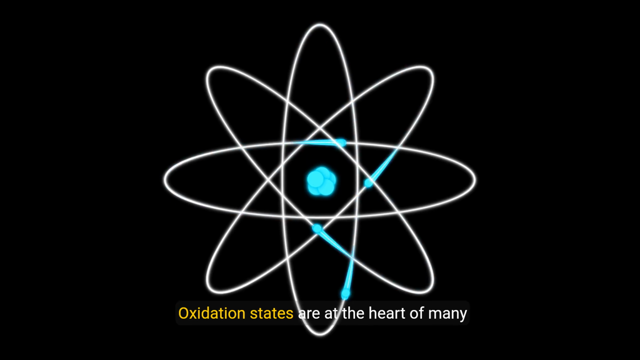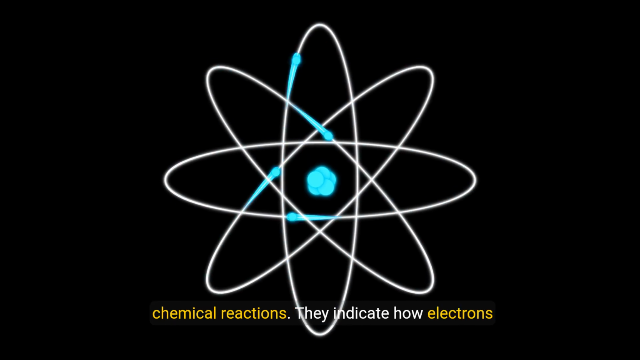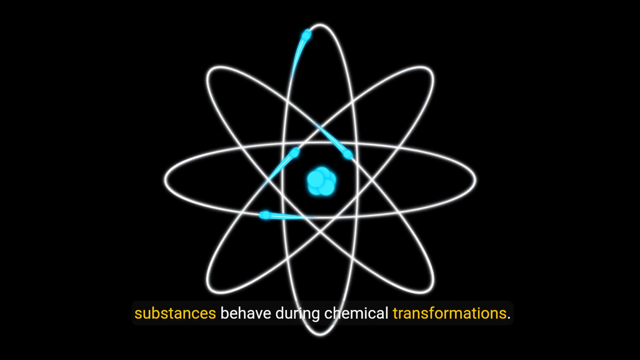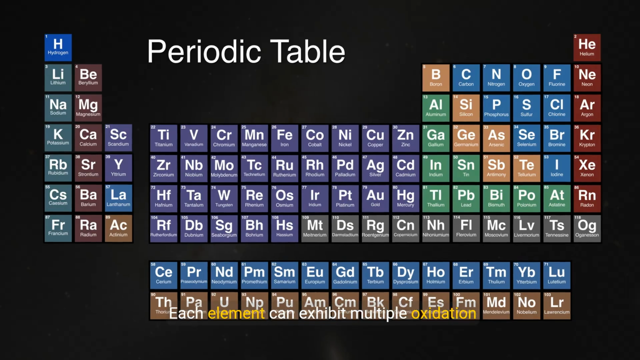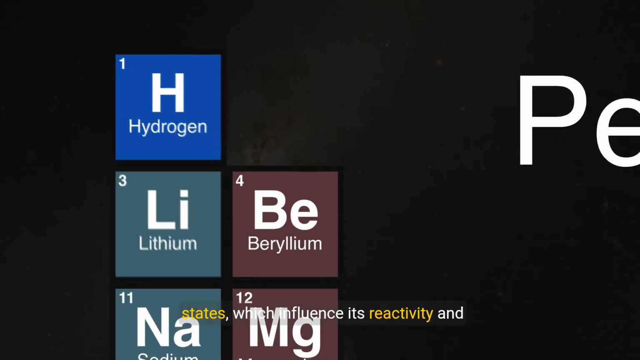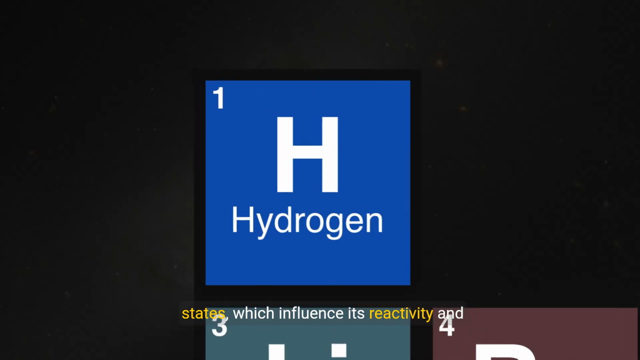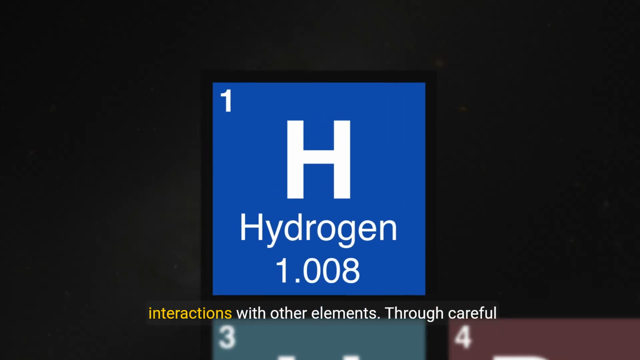Oxidation states are at the heart of many chemical reactions. They indicate how electrons are distributed in a compound and predict how substances behave during chemical transformations. Each element can exhibit multiple oxidation states, which influence its reactivity and interactions with other elements.